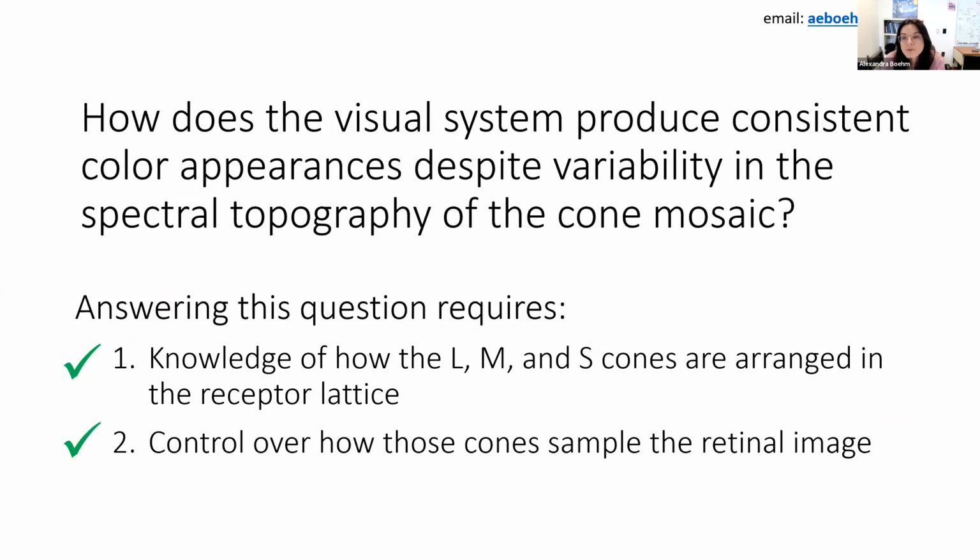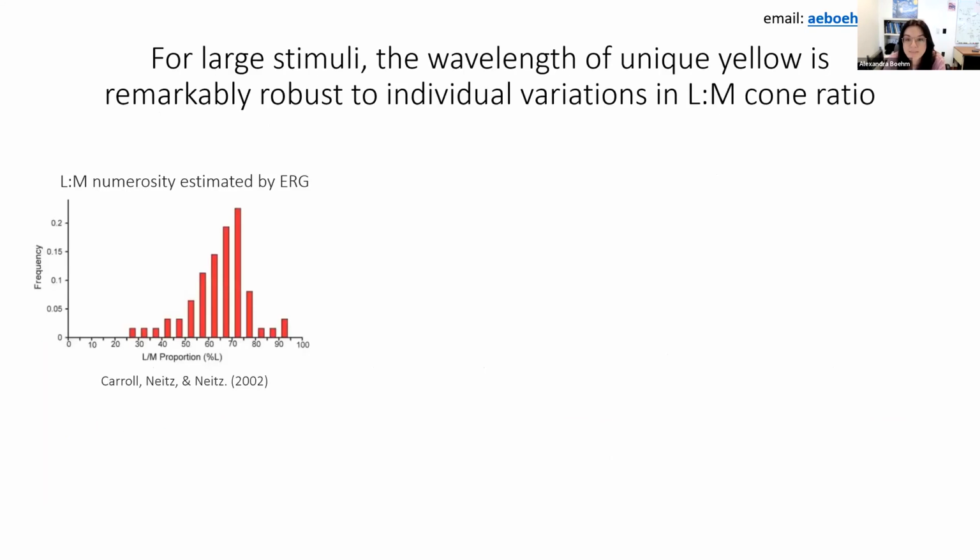So with both of these requirements covered, knowledge of the cone types and locations, and the ability to stimulate specific cones, we can next think about how to address the scientific question posed here, which, just to remind you quickly, is how does the visual system produce consistent color appearances despite variability in the spectral topography of the cone mosaic?